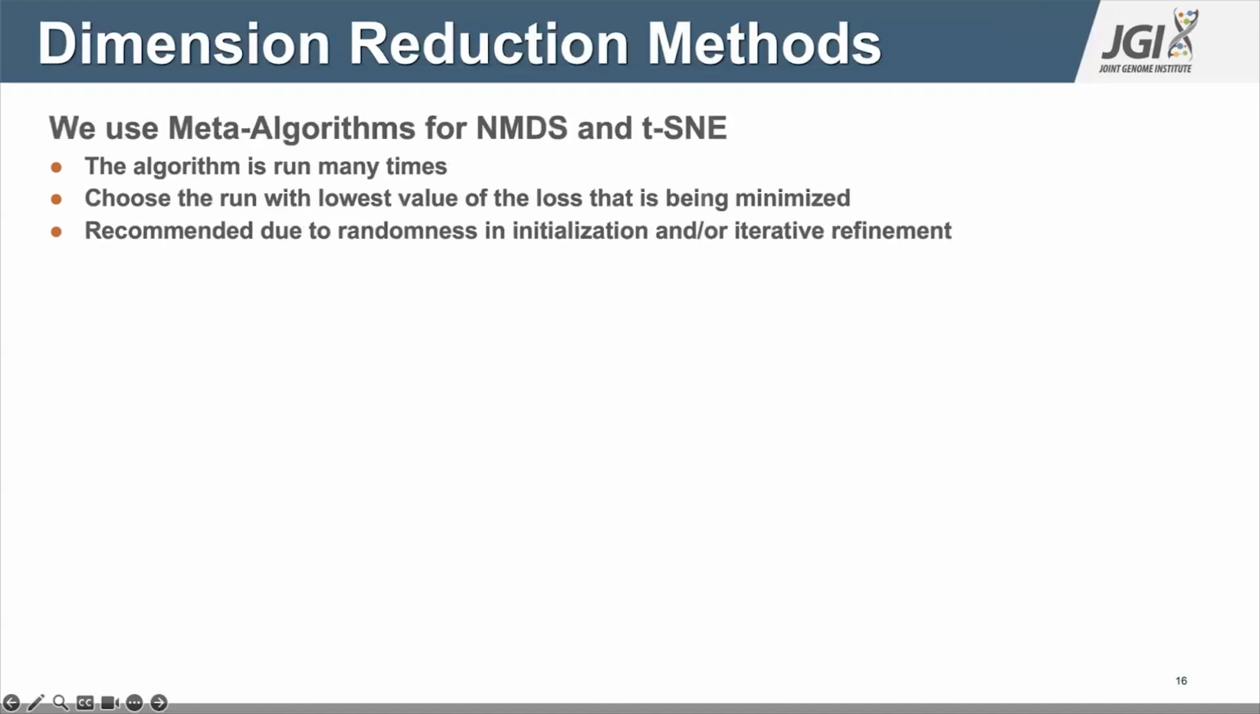I should note that for both NMDS and for tsne, we're using a sort of meta algorithm where the algorithm is run multiple times, and then we choose the run that resulted in the lowest value of the loss that's being minimized. For NMDS, it's the normalized stress, and for tsne, it's the Kullback-Leibler divergence. The reason that this is the recommended way to do this for NMDS is due to the randomly chosen initial configuration of points. And for tsne, it's also due to randomness involved in the calculations that are part of the iterative refinement.